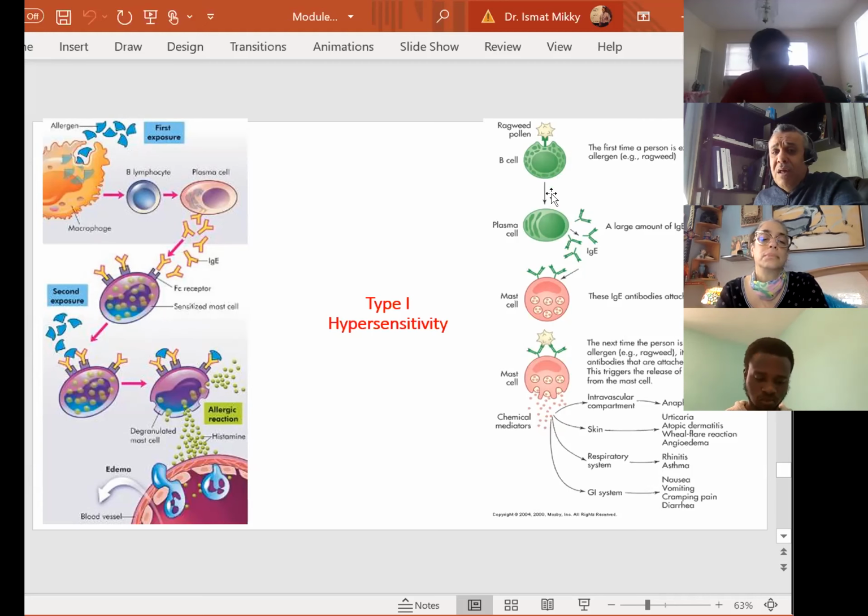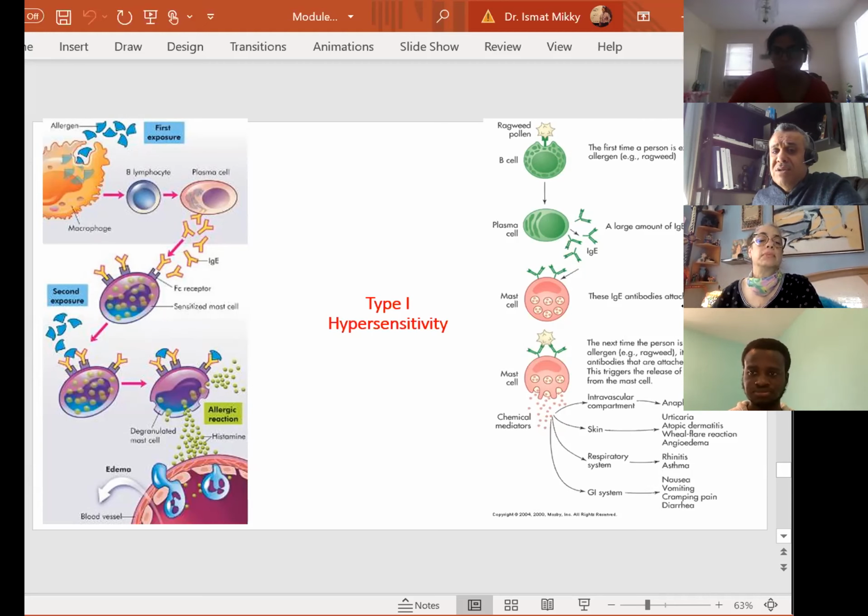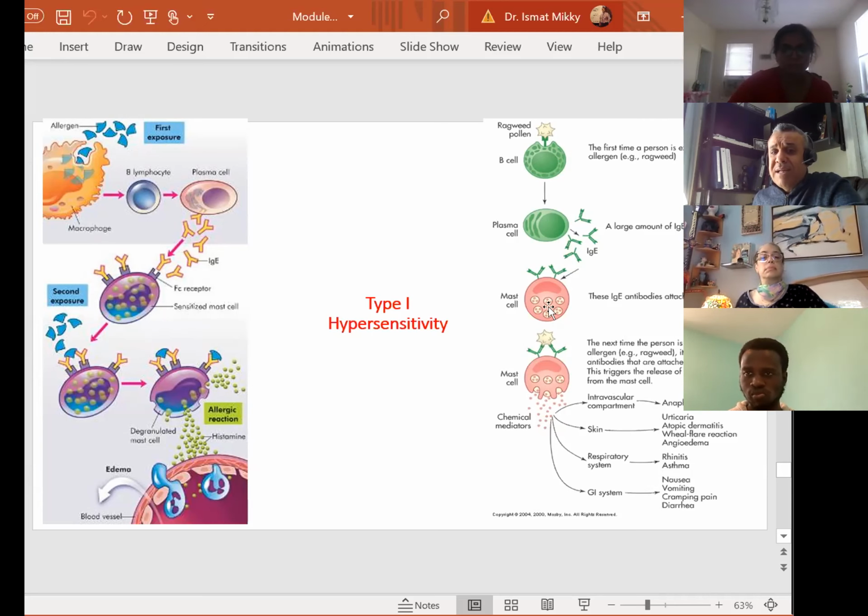So type 1 is the activation of, so first of all, we become sensitized. That's when our body, on first exposure, our immune system, which is the mast cell, if you recall, will have the IgE attached to it. So we have the antibodies attached to the mast cell, which are the IgE type antibodies.